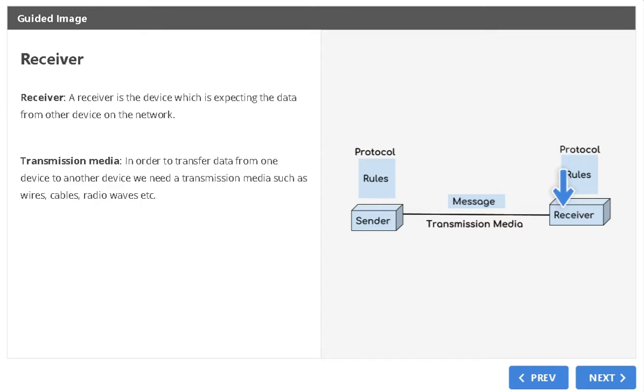Receiver: a receiver is the device which is expecting the data from another device on the network. Transmission media: in order to transfer data from one device to another device, we need a transmission media such as wires, cables, radio waves, etc.